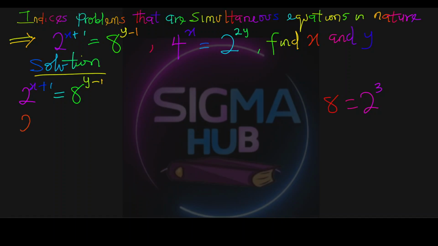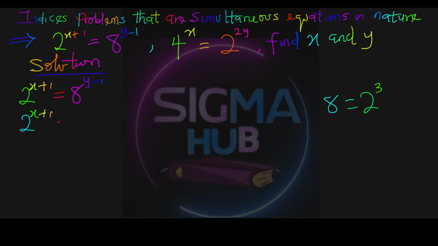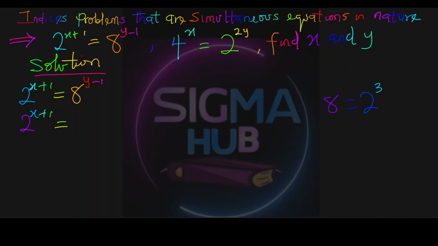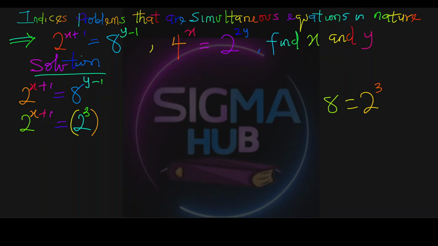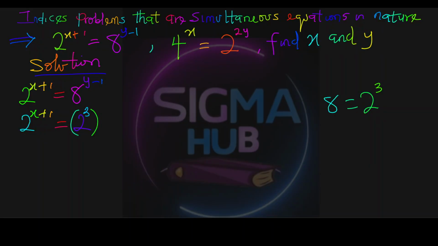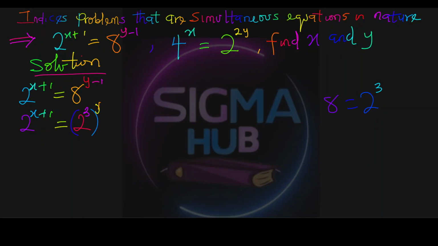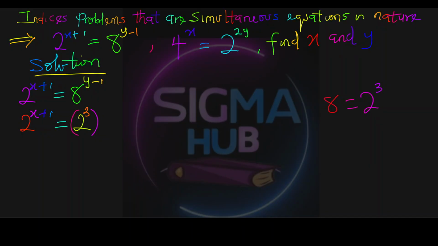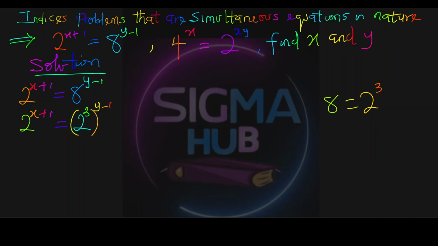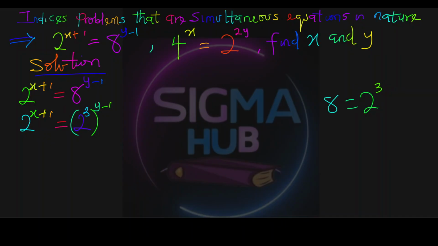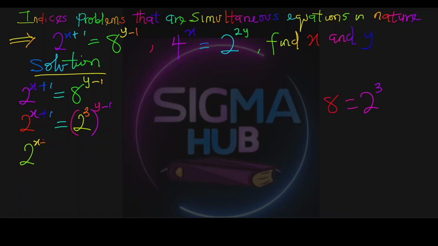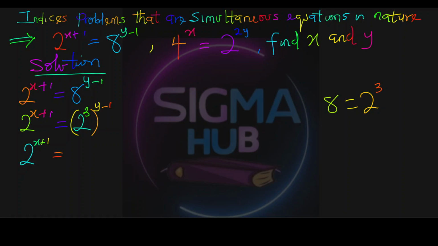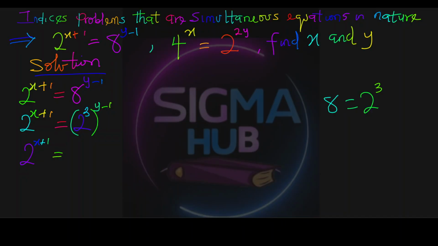So we have 2 raised to the power of x plus 1 equal to, then 8 is written as 2 raised to the power of 3. Don't forget, there is still another power there, which is y minus 1. So which is going to be equal to 2 raised to the power of x plus 1 equal to, then I'm going to be using 3 to multiply y minus 1.